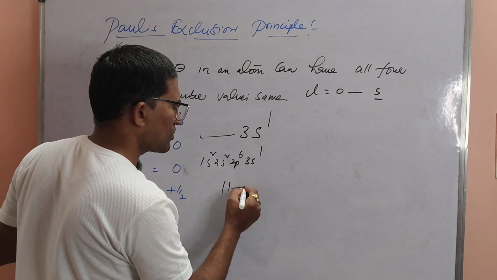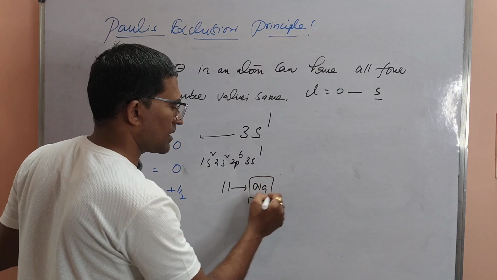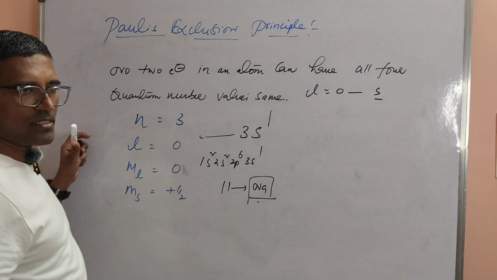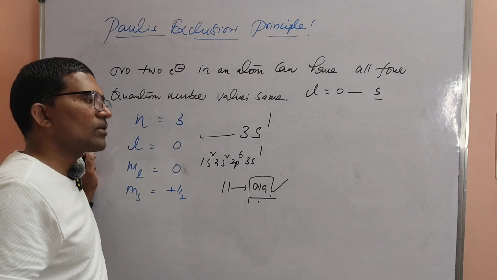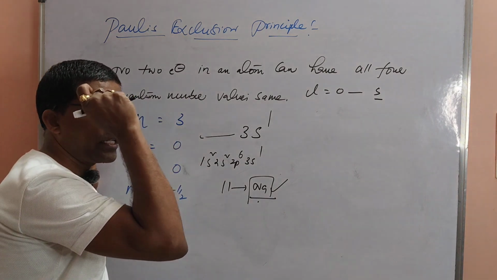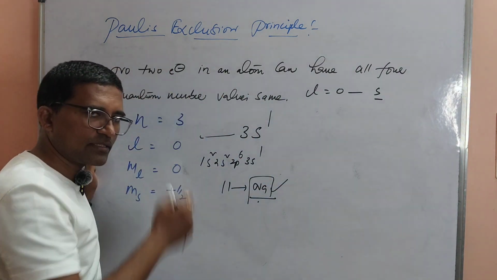That is 11. Which element is it? Sodium. Atomic number is 11. 11 electrons, atomic number is 11, and the element name is sodium. Like this, based on the quantum number values also, we can identify what element it is.